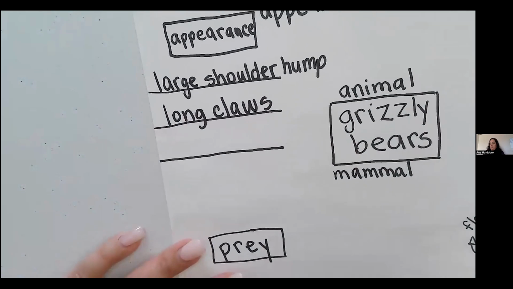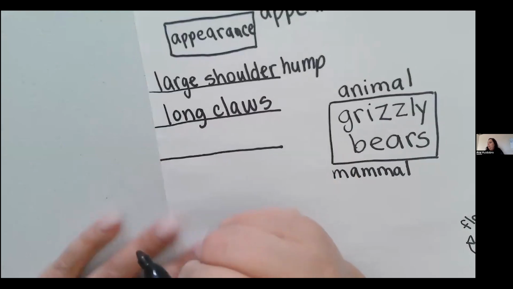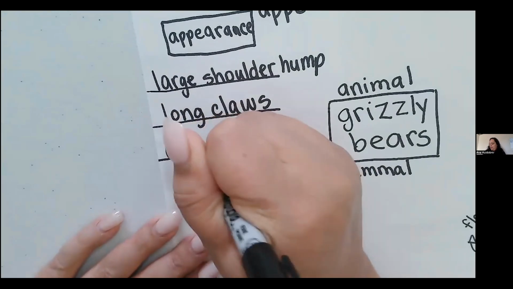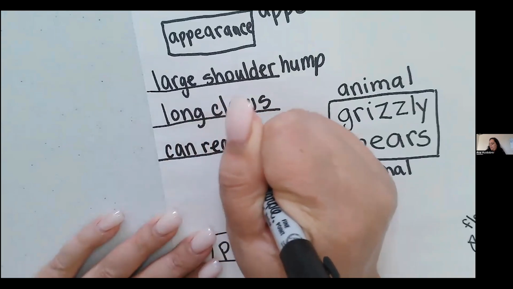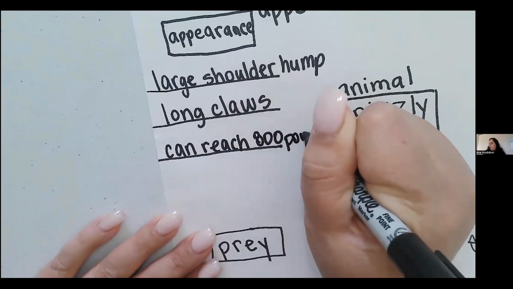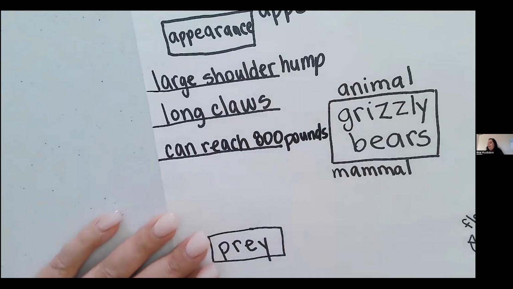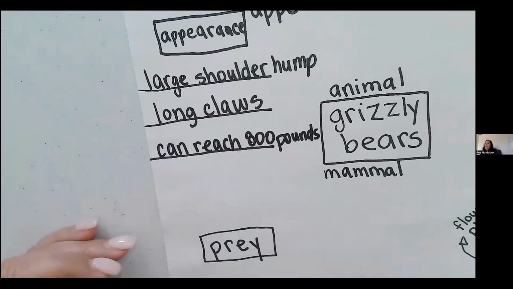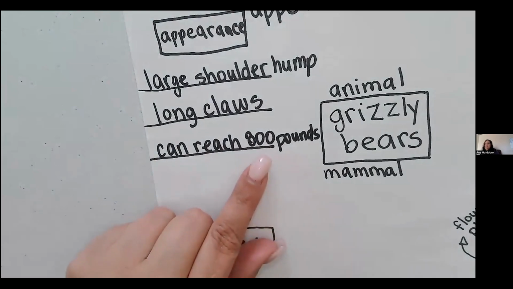And then the last one, this was amazing. Boy grizzlies can reach 800 pounds. That was for mine. Can you give me some words that might describe an animal that can reach 800 pounds, that's almost 6 feet tall? Can you give me some words to describe that?